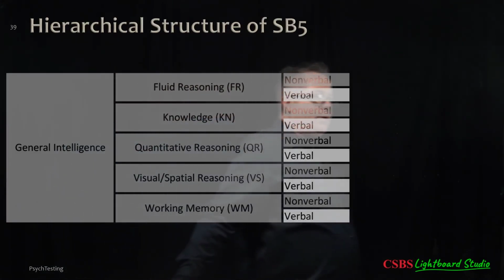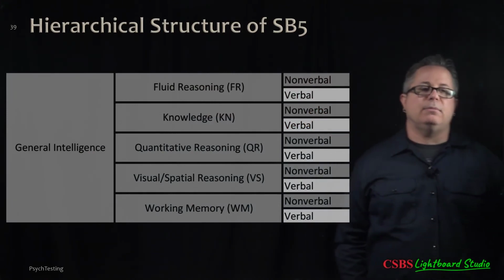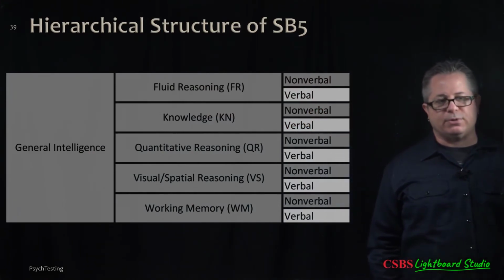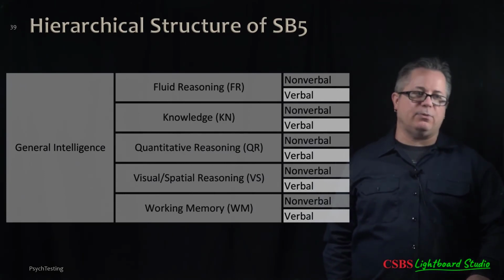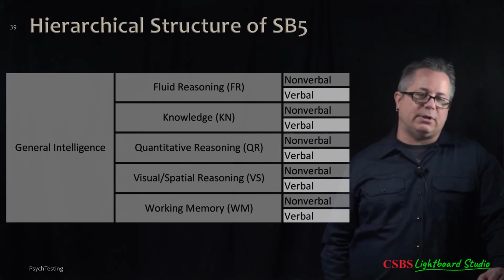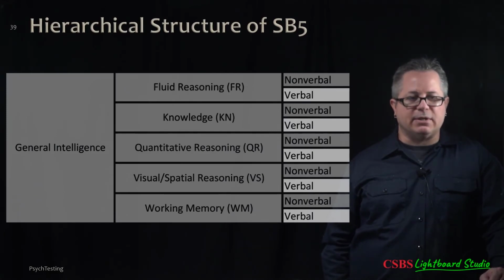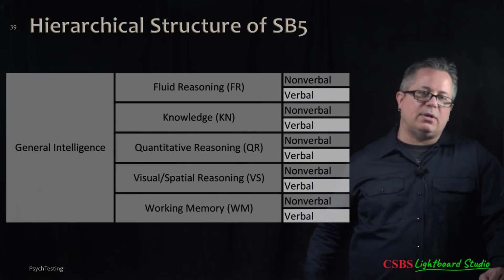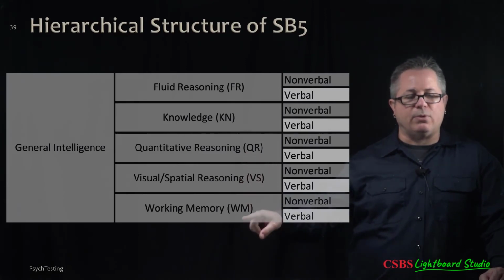So for the Stanford-Binet 5, they branched out a little bit further, and really started to directly look at things like fluid versus crystallized intelligence. They still had an idea of general intelligence. They weren't going to give that up quite yet. Actually, they still haven't. You start looking at things like fluid reasoning, knowledge, quantitative reasoning, visual-spatial reasoning, and working memory.